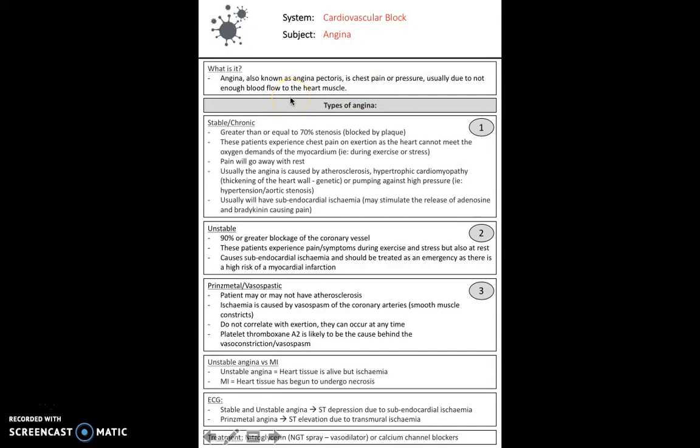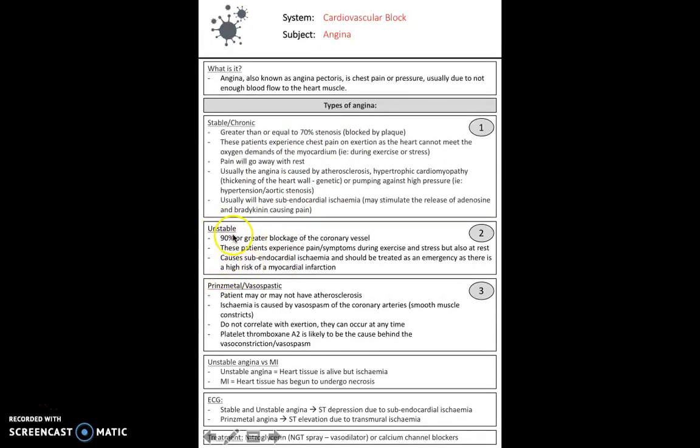to the heart muscle. This can be stable, unstable, or Prinzmetal. Stable angina is where there is greater than or equal to 70% stenosis, in other words, a blockage by a plaque of that coronary artery. In these patients, they will only really experience symptoms on exertion, and the pain will go away at rest.